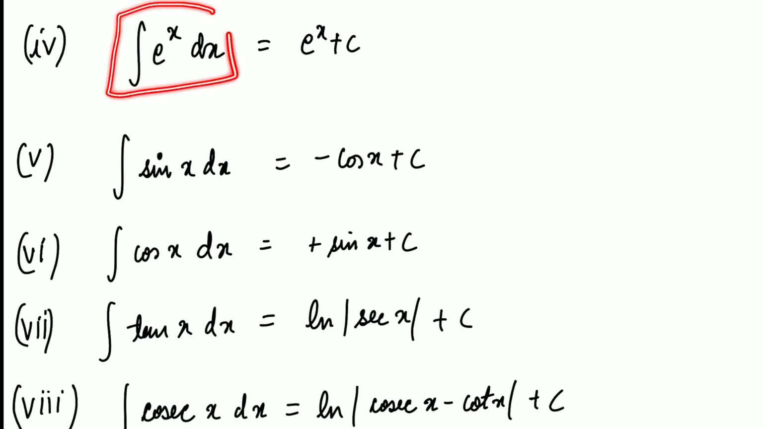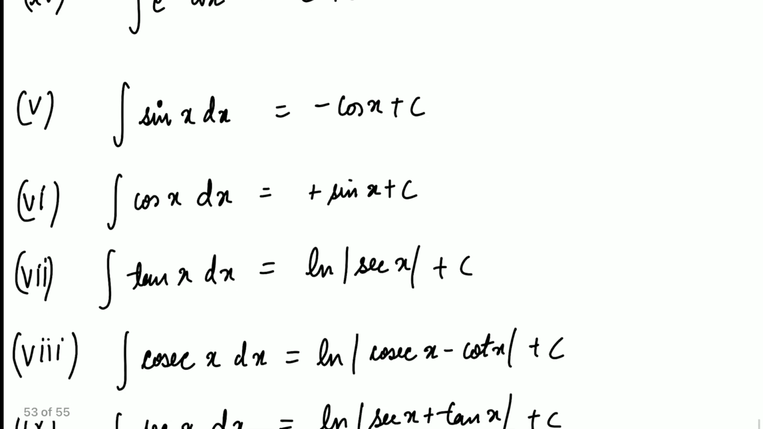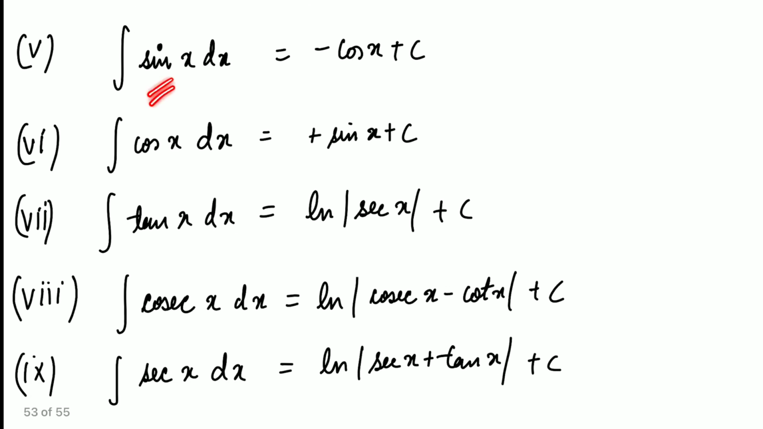Whenever you have an exponential function like that, the answer will be the exponential function itself plus the constant, right? Okay, let's talk about some trigonometric functions. Integration of sin x dx, you will get the answer to be minus cos x plus c. Minus cos x is the integration, plus c is the constant, because we are talking about indefinite integrations, right? Integration of cos x dx is plus sin x plus c.